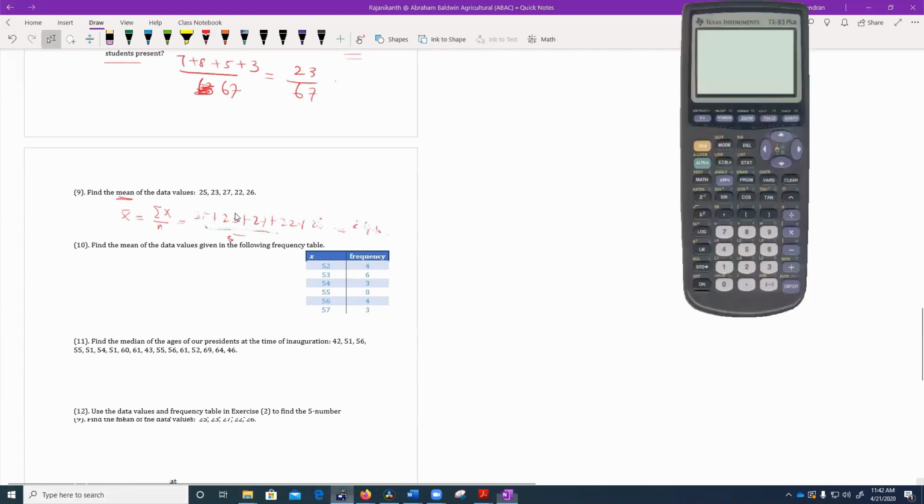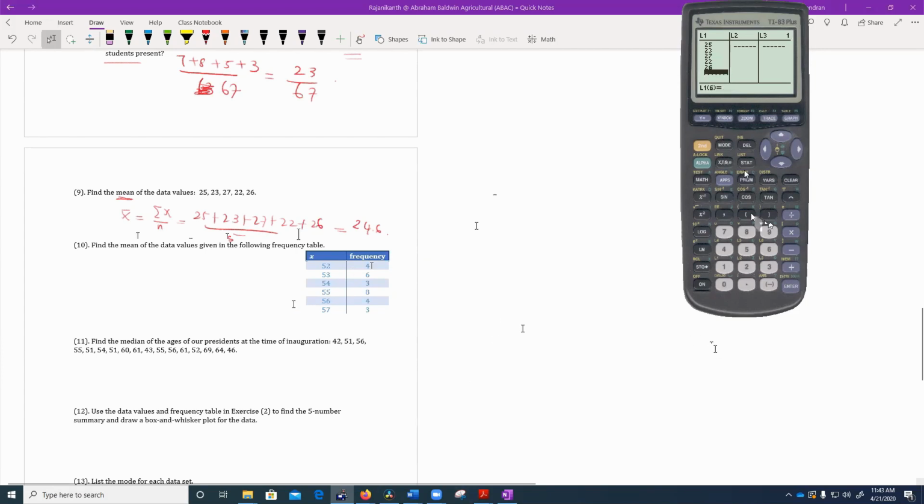Did I show you last time? Yes. You know how to use the calculator to find the data outcomes. Last time I explained about the 5-number summary. Yeah, that's the same procedure here as well. You need to feed the data values into your calculator. So go to stat and edit, number 1. Let me clear these all. I'm going to enter all the data values, 25, 23, 27, 22, and 26. These are my data values.